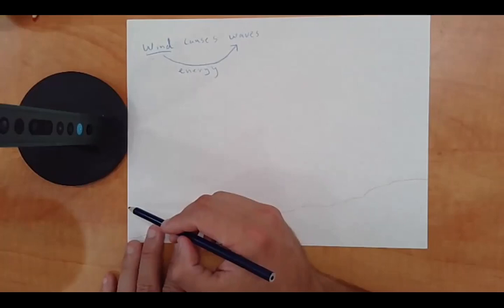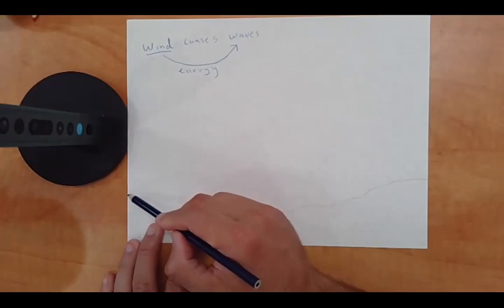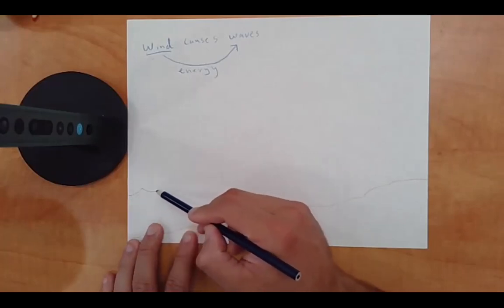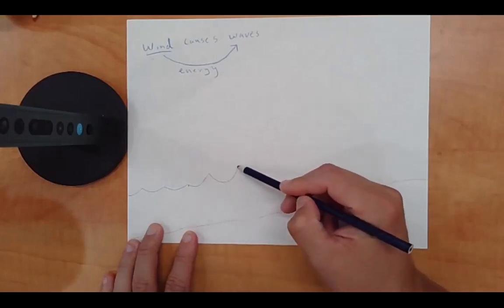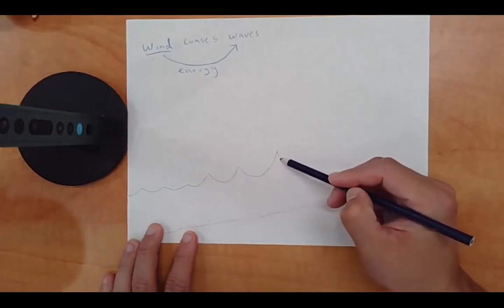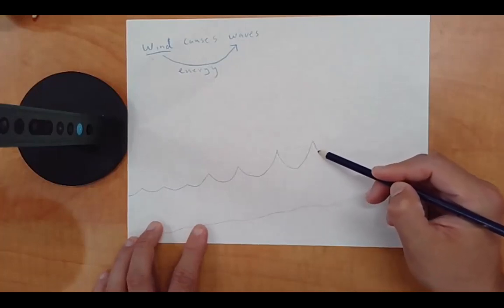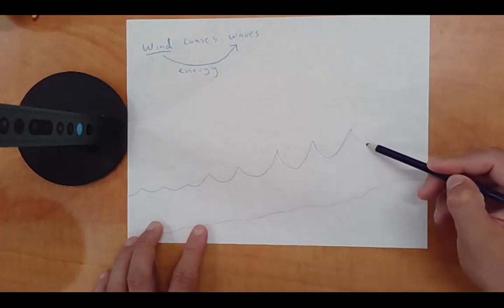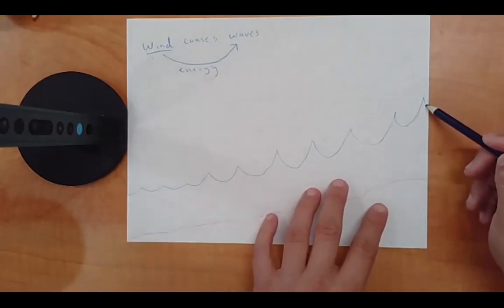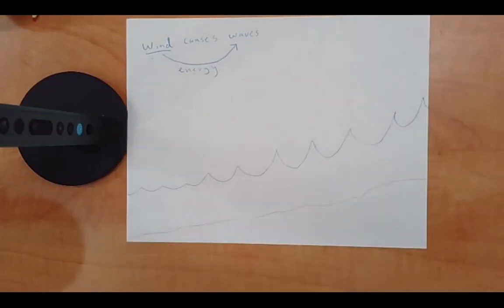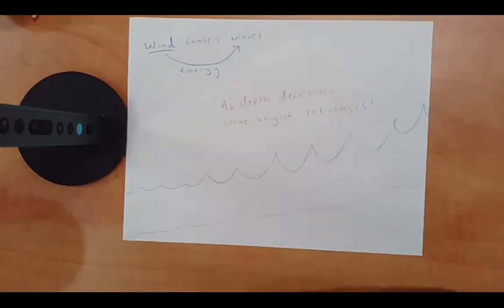Now, here's something that's going to occur. As the water, let's say we've got a nice light breeze here, starts to approach land, something starts to happen to the waves. The waves start to get bigger. See if you can pause the video and just take a guess. Why do you think that this is happening?